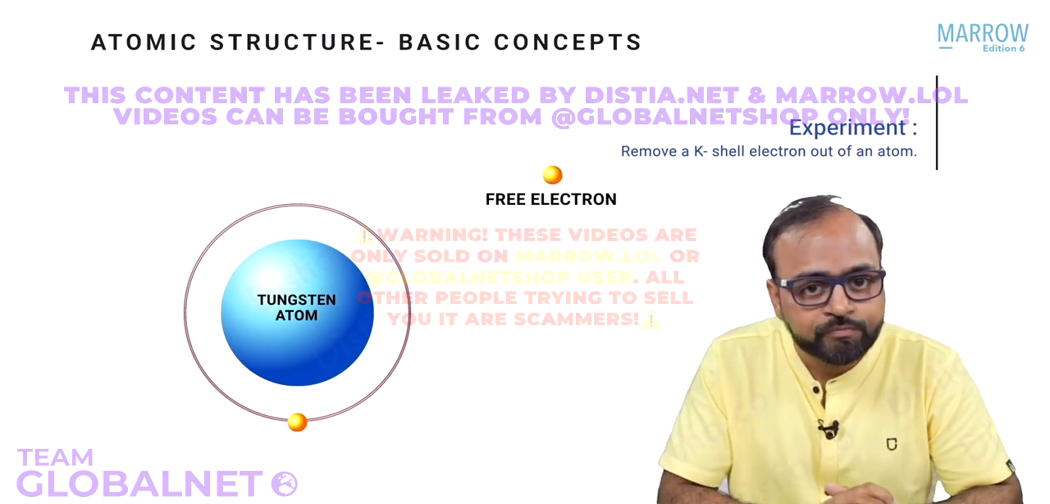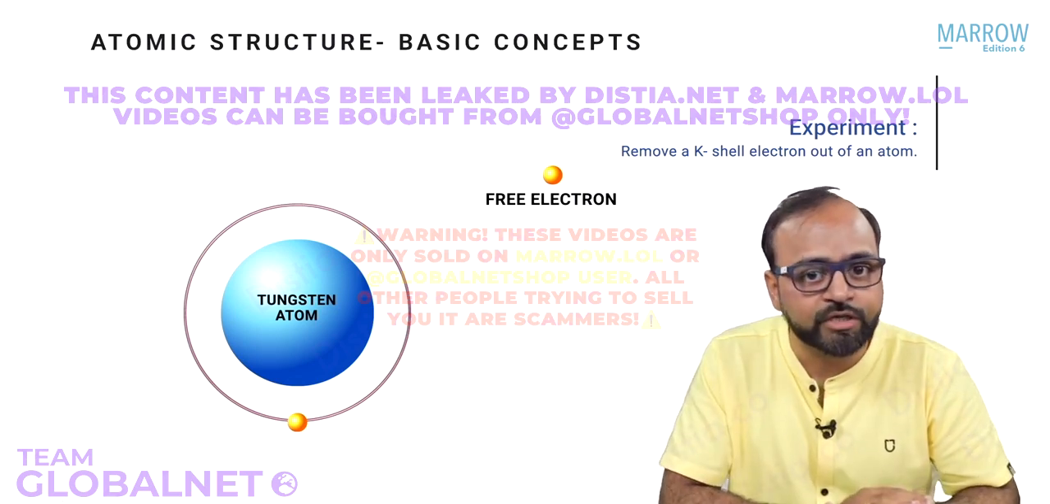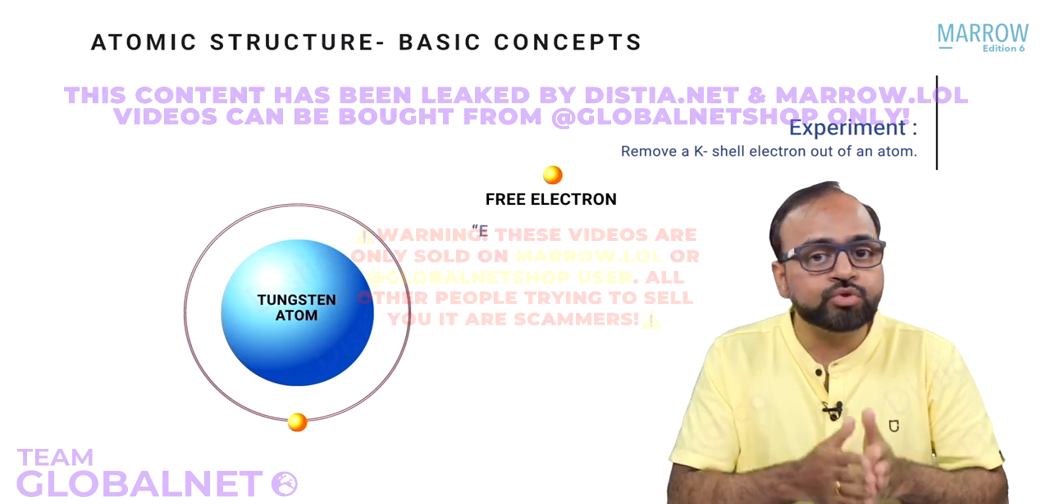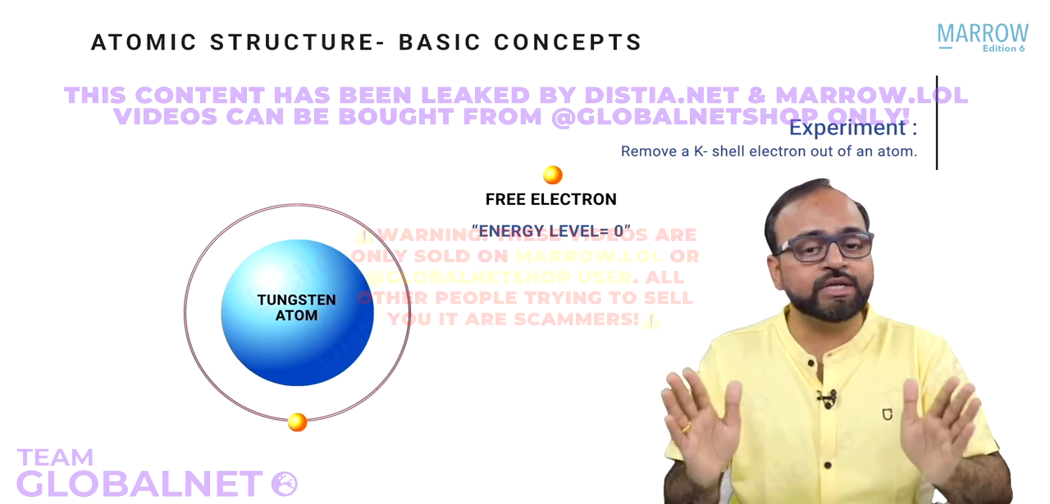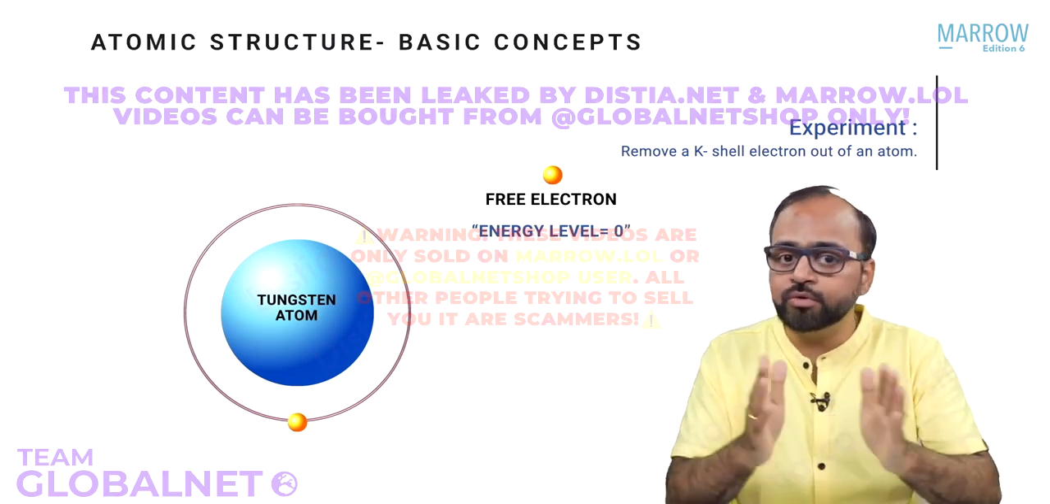Now, what is a free electron? Remember, just for the sake of definition, I am telling you, a free electron is an electron whose total energy level is equal to 0. That is the definition of a free electron. Free electron: total energy level is equal to 0.